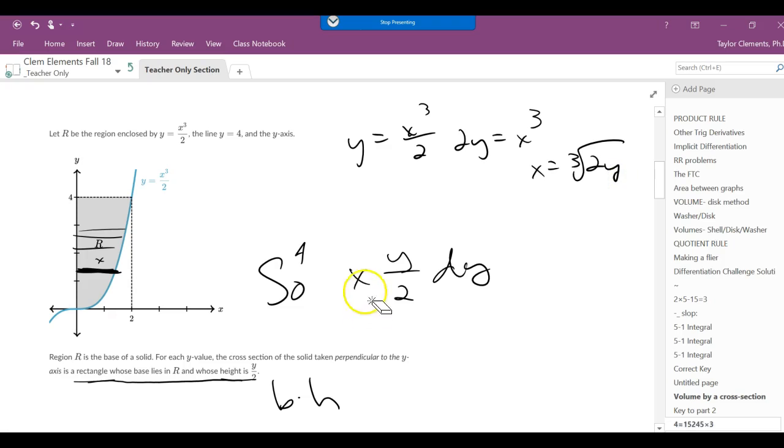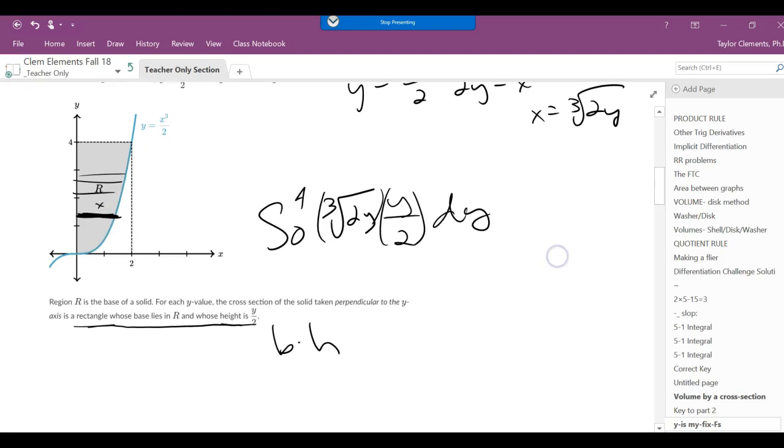That's it. So let's just make that substitution. Cubed root of 2y times y over 2. And there we go. Yeah, we could mess around with some of that. I'm just going to leave it that way, though.